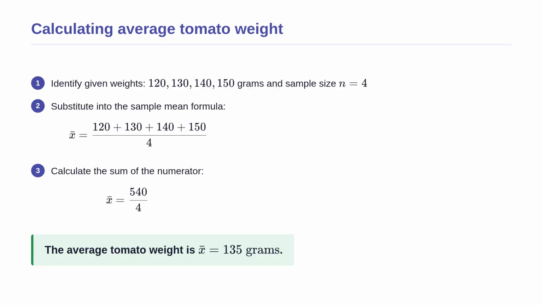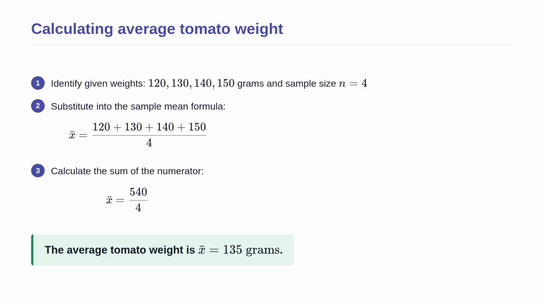Now that we have our sample mean formula, let us apply it to our botanist's tomatoes. The botanist harvests 4 tomatoes, weighing 120, 130, 140, and 150 grams. We plug these specific biological data points into our formula. In the numerator, we add the 4 weights together. In the denominator, we place the number 4, representing our sample size.